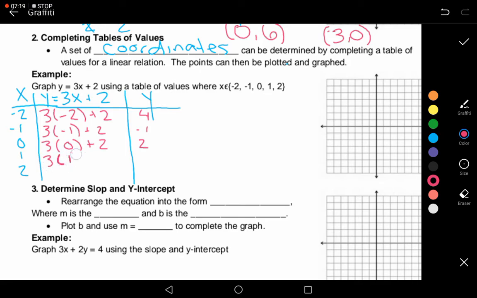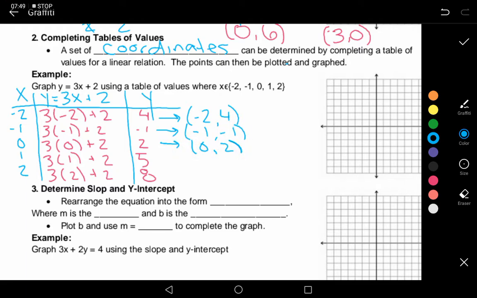3 times +1 plus 2 is 5. And lastly, 3 times 2 plus 2 is 8. So just to make it a little nicer for ourselves, we have all this room, so we're just going to rewrite out all of those coordinates. Our first coordinate is -2, 4. Second one is -1, -1.